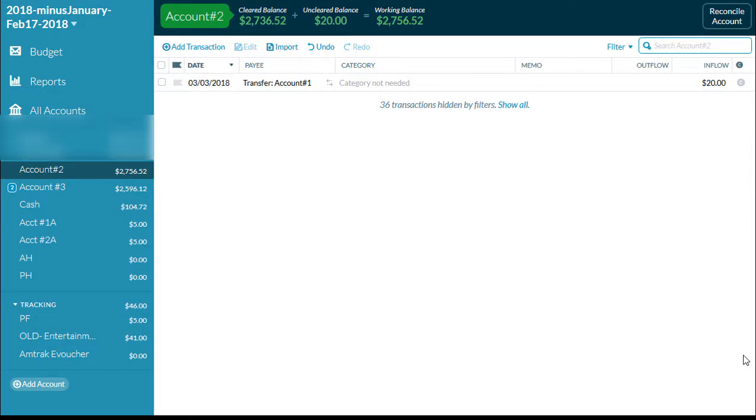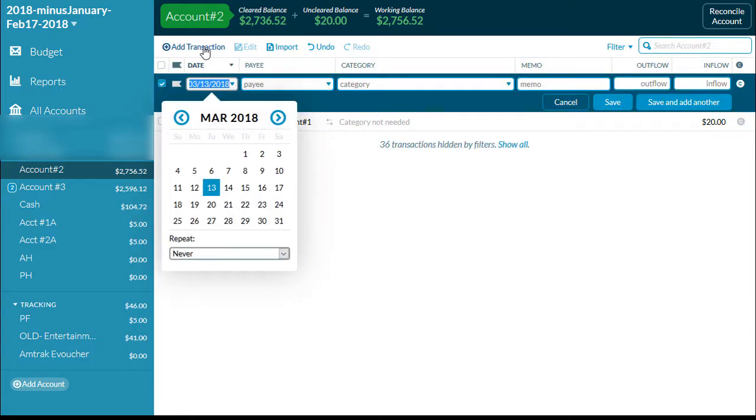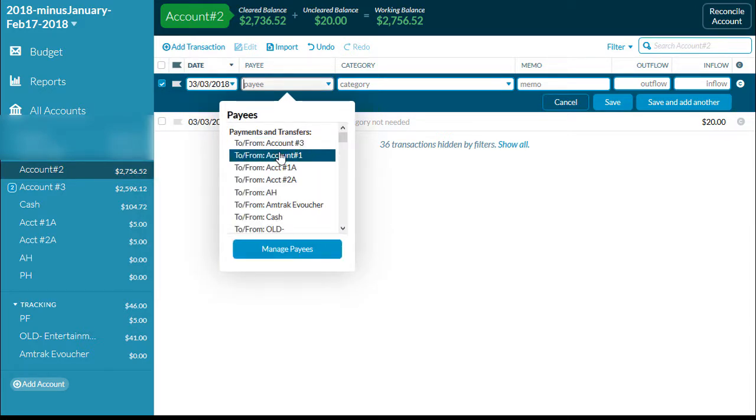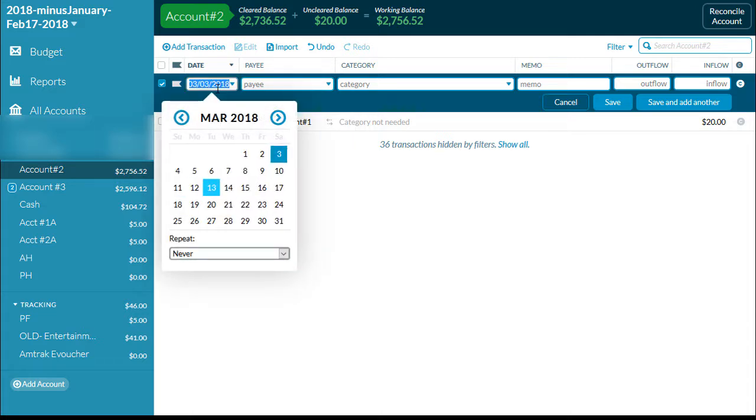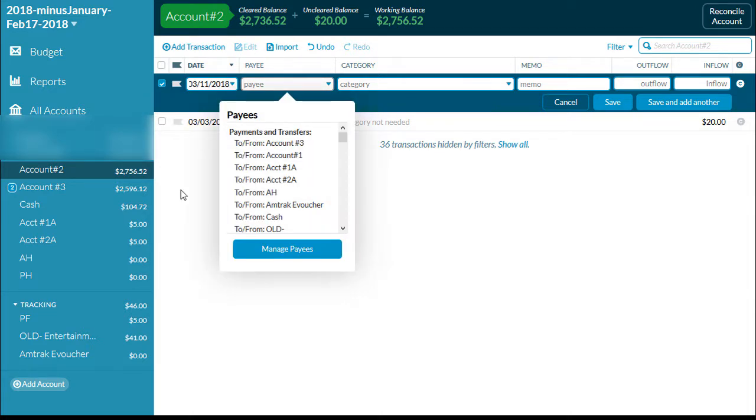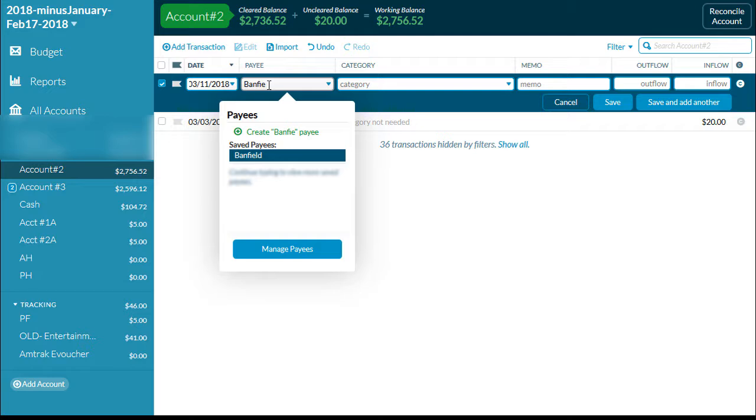So I'm in YNAB, and I'm going to add a transaction. And I just want to show you one other thing before I forget. I have multiple accounts. So I took it out of account number 2, okay? And I did this on March 3rd. No, I did not do that on March 3rd. I did that on March 11th. I paid the first payment to the vet, and the vet is Banfield. And you can see it's a saved payee, so I just had to start typing, and there it was.